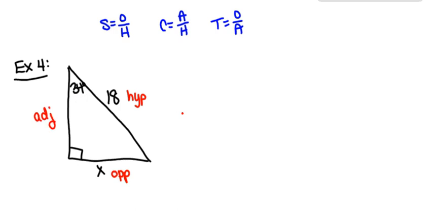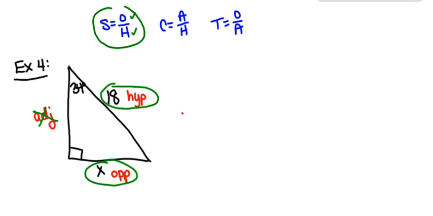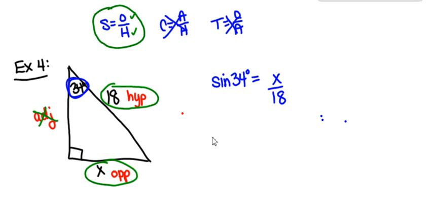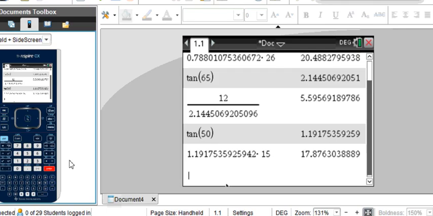Adjacent. So if I look at the pieces that I'm working with, I need the trig ratio that deals with hypotenuse and opposite. So there's hypotenuse, there's opposite. This is a sine problem. I don't even need to look at the other two. So sine of the angle, which is 34 degrees, equals the opposite, which is x, over the hypotenuse, which is 18. And I'm off to the calculator.